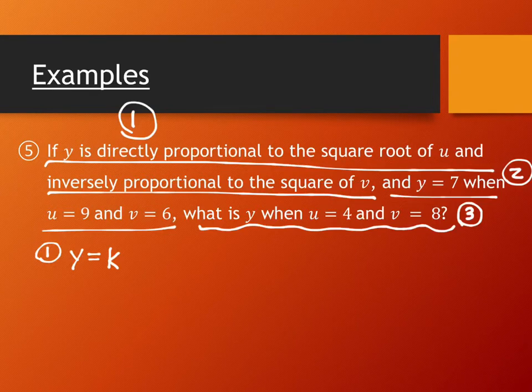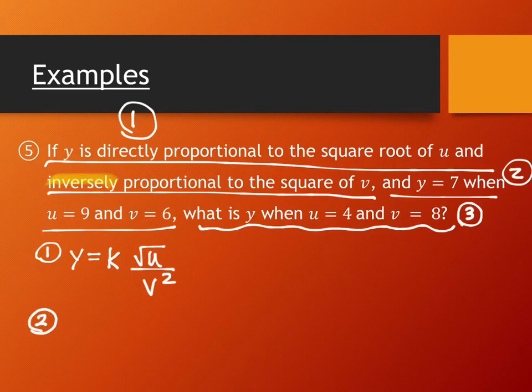Where is it going to be? Top or bottom? It's going to be on the top because it's directly proportional, right? Square root of u would look like the square root of u like that. Inversely proportional: when I see that word inversely, it means it's going to go on the bottom. And it says the square of v, so that's actually v squared. Okay, that's step 1. We've got to get the equation written right to start with, or we can't proceed.